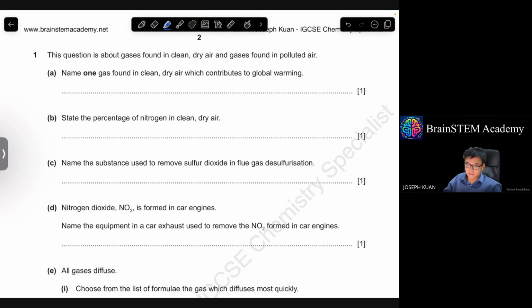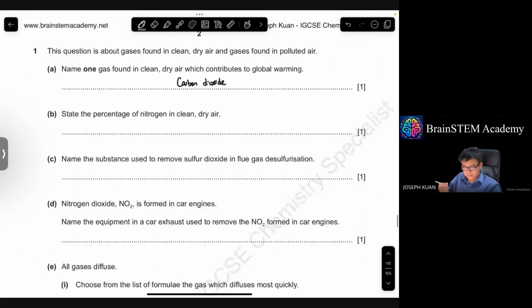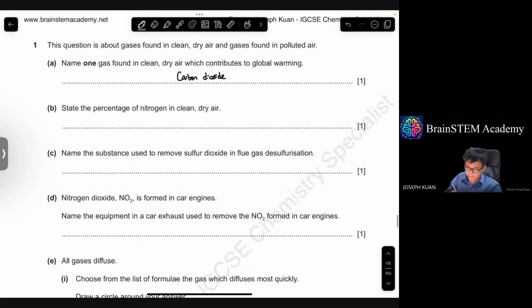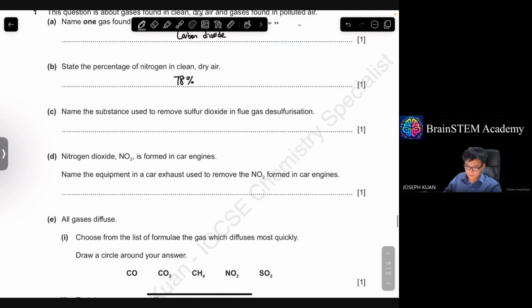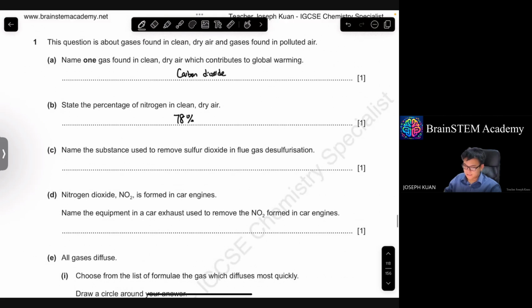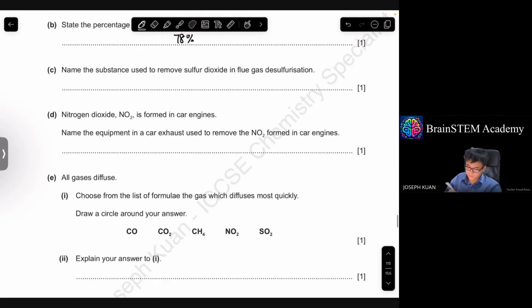Name one gas found in clean dry air which contributes to global warming. There will be carbon dioxide gas. Question B, state the percentage of nitrogen in clean dry air. That is 78%. Next, name the substance used to remove sulfur dioxide in flue gas desulfurization. That is calcium oxide.